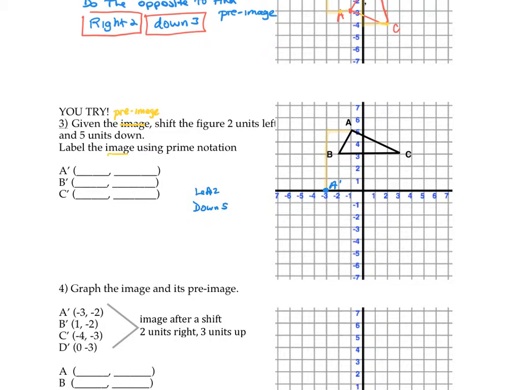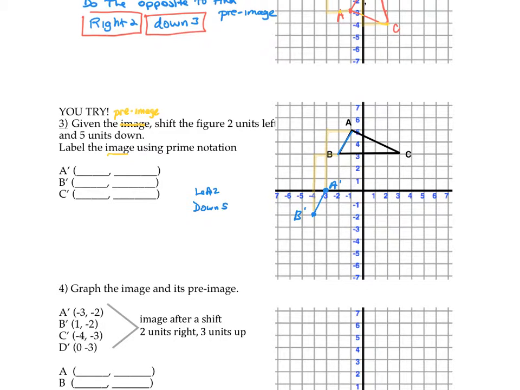Alright, now take B. We want to go to the left 2. So left 2, down 5. 1, 2, 3, 4, 5. B prime will be right here. And notice that this line segment between A and A prime is the same length as the line segment from A to B.